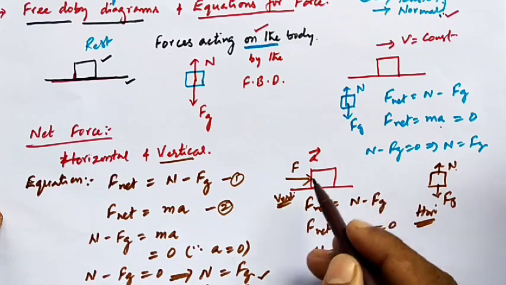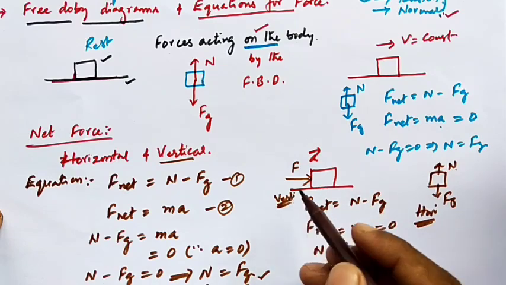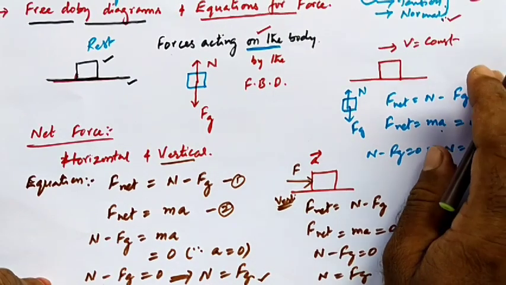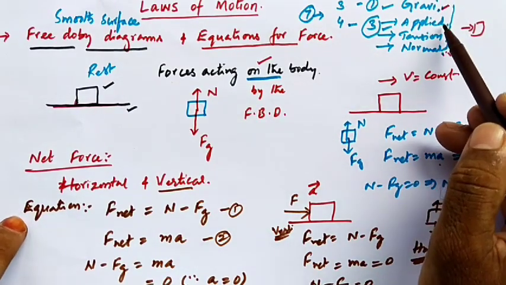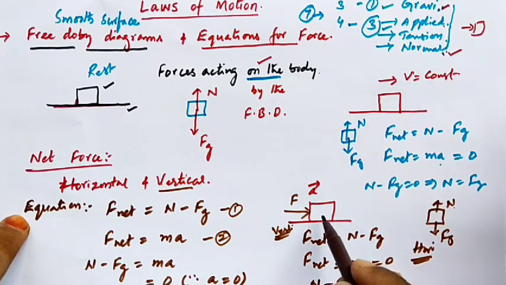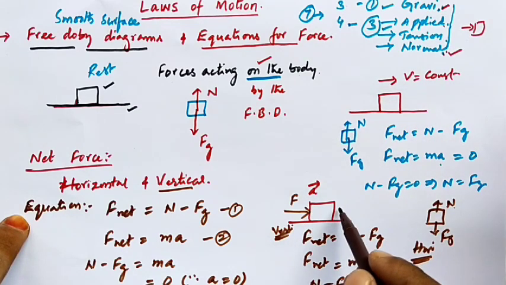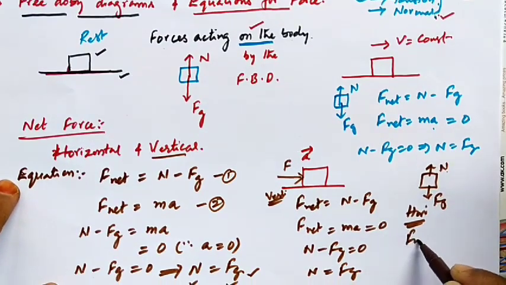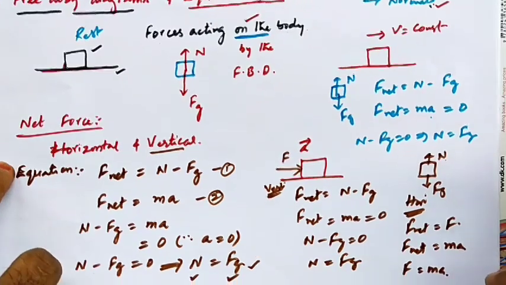Now horizontally, how many forces are acting on it? Will gravitational force be there? No. Gravitational force is always vertically downward. Is there an applied force? Yes. Tension? No. Normal? Horizontally, is there any normal? No. Horizontally the body is not connected to any other. So then F net is equal to how much? F, only the applied force. Now from Newton's second law, F net is equal to ma, since it has acceleration. From these two equations we can write F is equal to ma.